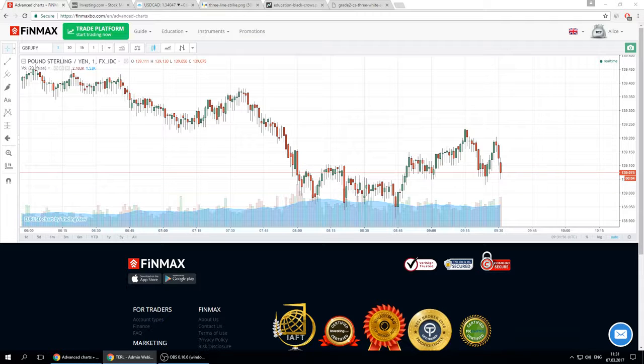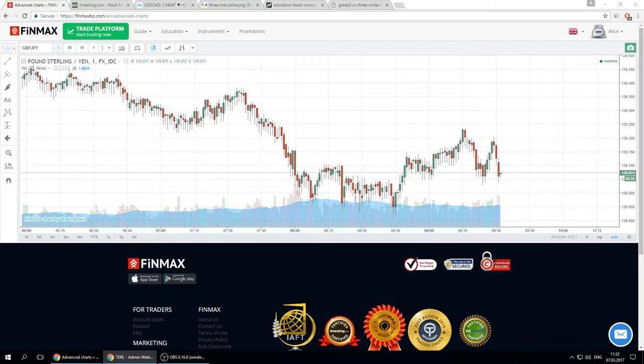So we spoke with you about the morning star, about the abandoned baby, as far as I recall, hammer as well. So today I wanted to talk about such candlestick patterns as 3 black crows, 3 white soldiers, and 3 line strikes. So they are similar, but they show us different situations on the market. So let's start with the 3 black crows.